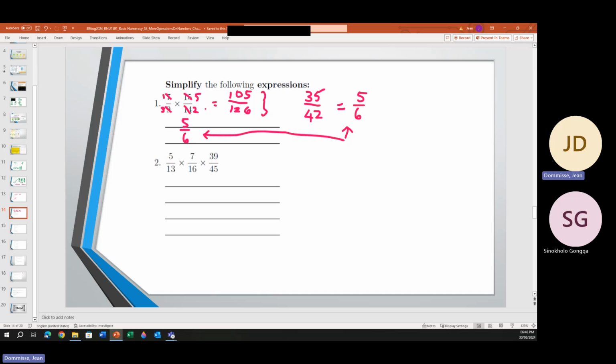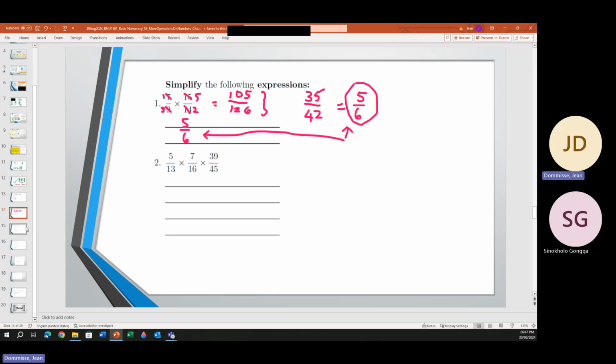And this type of question, they are more likely to have this as your final answer than the 105 over 126. Okay, so this is just an example why it is sometimes important just to make it a bit simpler for yourself by eliminating so that you can get to that final answer that is the most simplified answer.